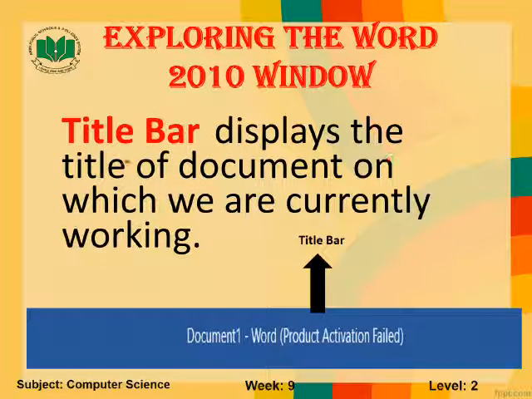Okay students, let's see what is a title bar. Title bar displays the title of document on which we are currently working. Like we are currently working on document 1 Word. So that is the name of the title bar. You have different names like my documents, my assignment.